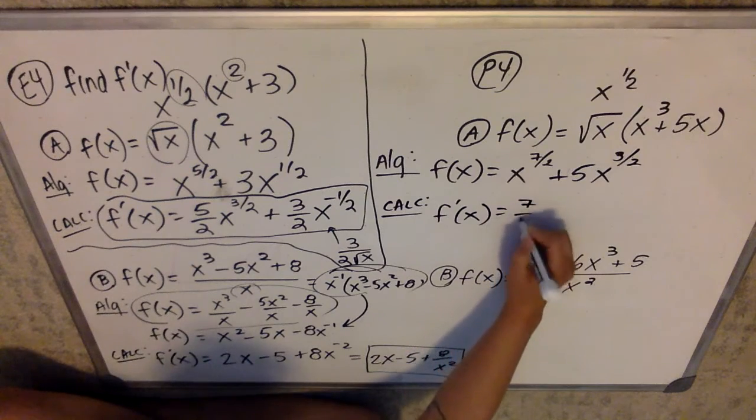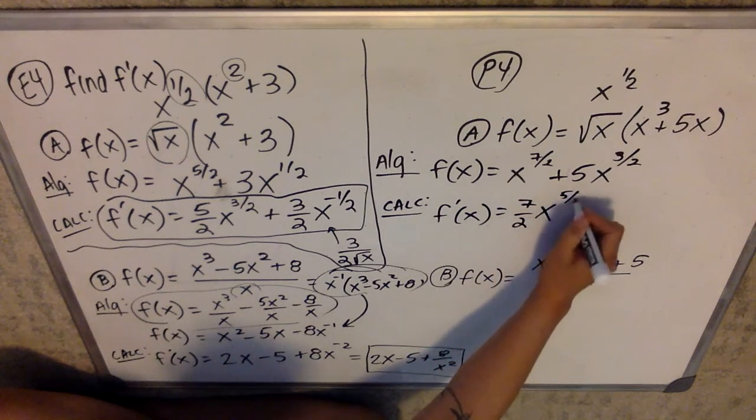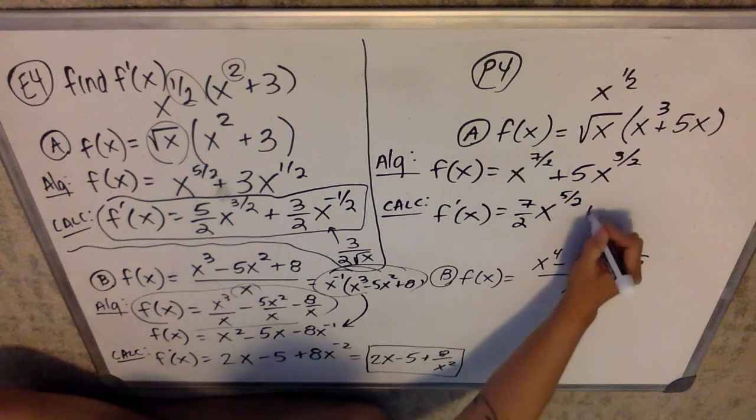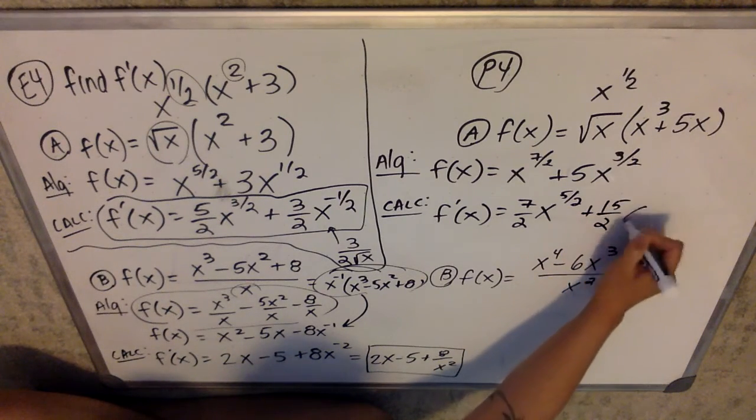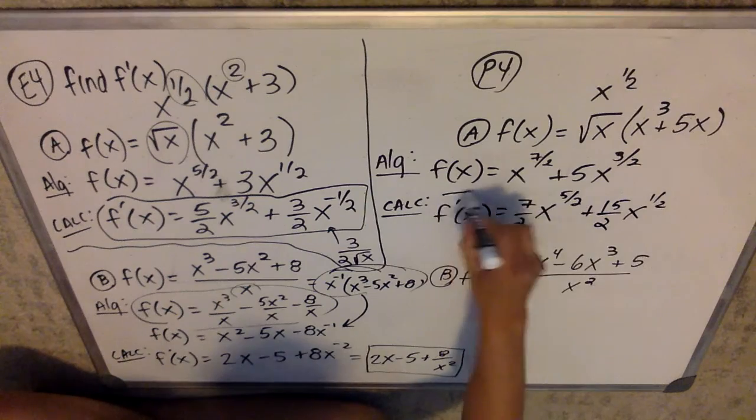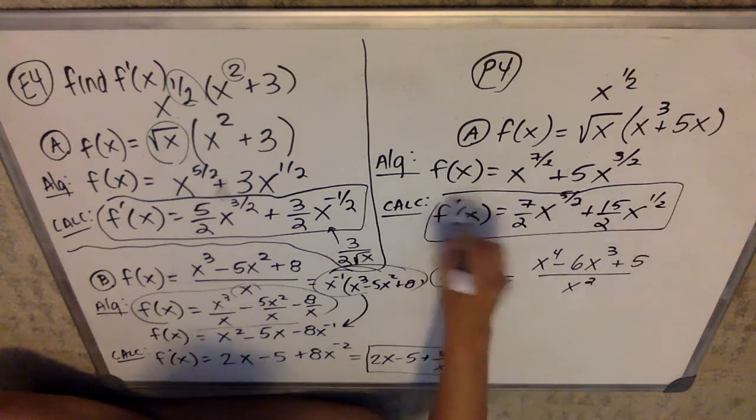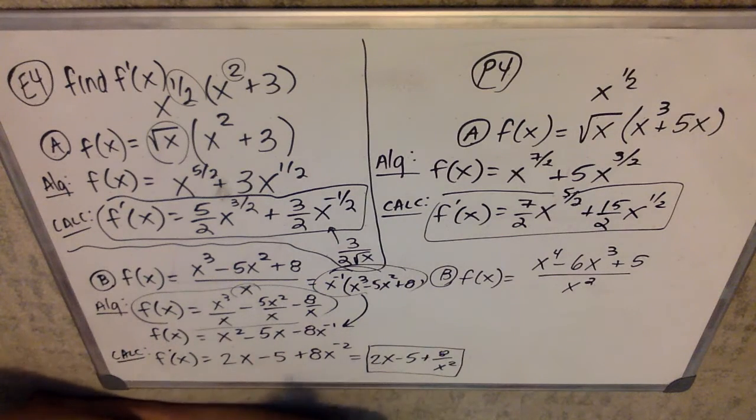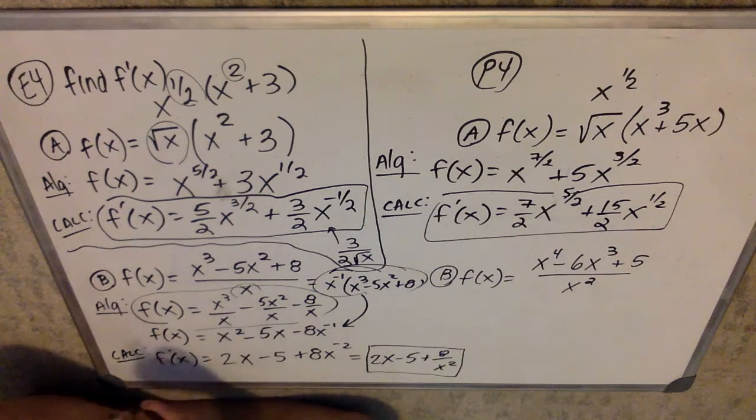Now I can do my calculus, and I'm going to get that my f prime of x is a 7 halves x to the 5 halves, because I subtract 1 from 7 halves, which would be 2 halves from 7 halves, plus a 15 halves x to the 1/2. And again, you might see that rewritten with the x to the 1/2 being a root. Sorry, I kind of wrote over the 5 there, my bad. But I think it's pretty much fine the way you see it.